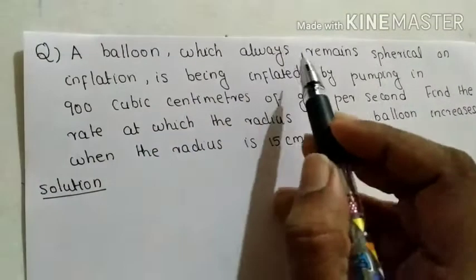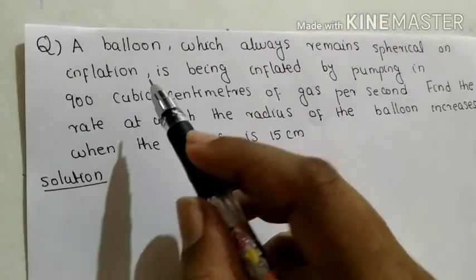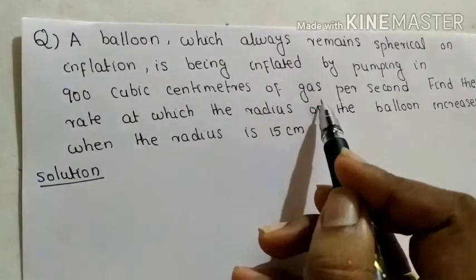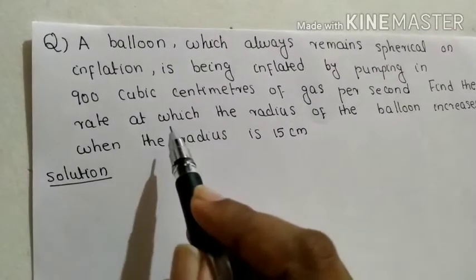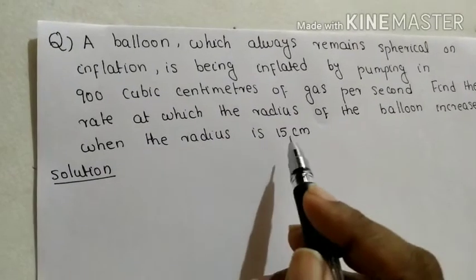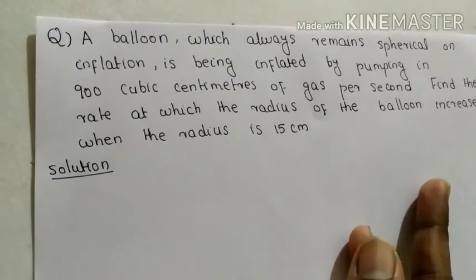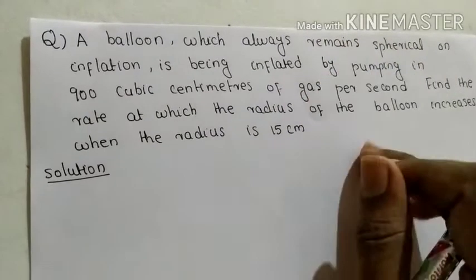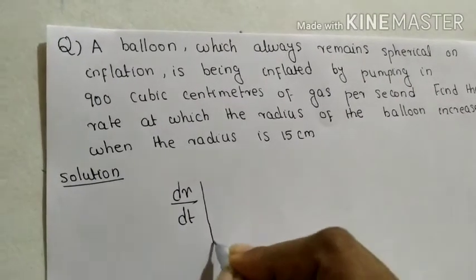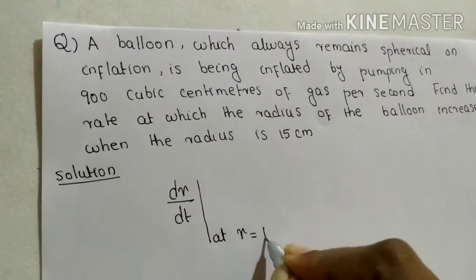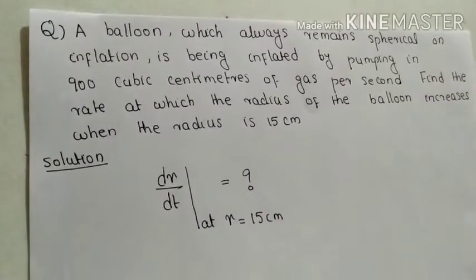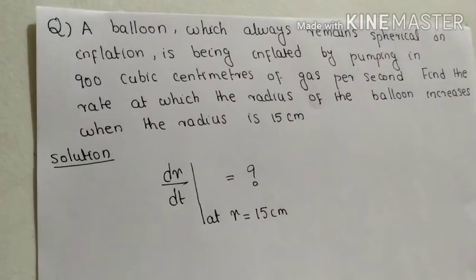A balloon which always remains spherical on inflation is being inflated by pumping in 900 cubic centimeter of gas per second. Find the rate at which the radius of the balloon increases when the radius is 15 centimeter. So, in this question, we need to find dr by dt at radius equal to 15 centimeter. Okay, so let's start the solution of this question.